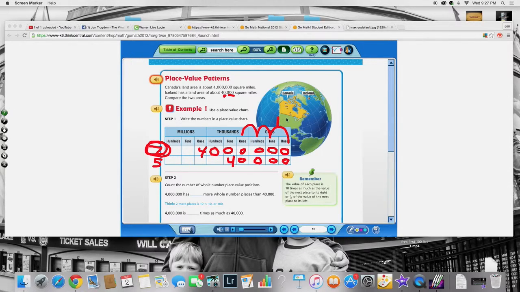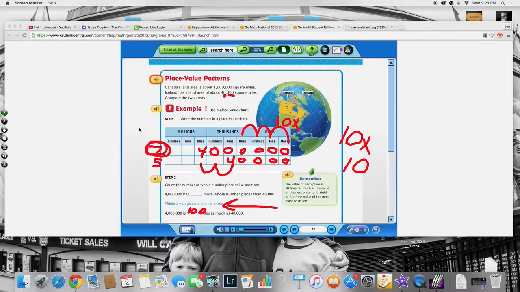Each time is 10 times. Same thing here. We're going to start where this one leaves off. There's a 10 times and another 10 times. So we're going to do 10 times 10, and that's exactly what they've done right here. 10 times 10 is 100. So then 4 million is 100 times as much as 40,000.